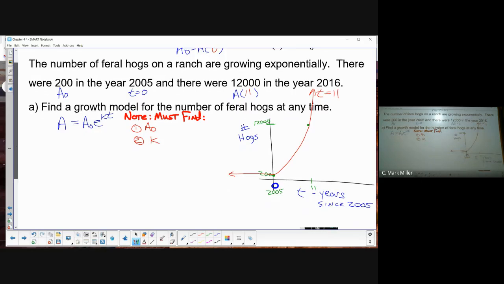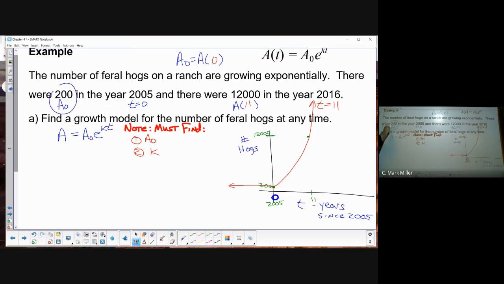So A0 is there. We're going to plug that in. That's 200 e to the kt.